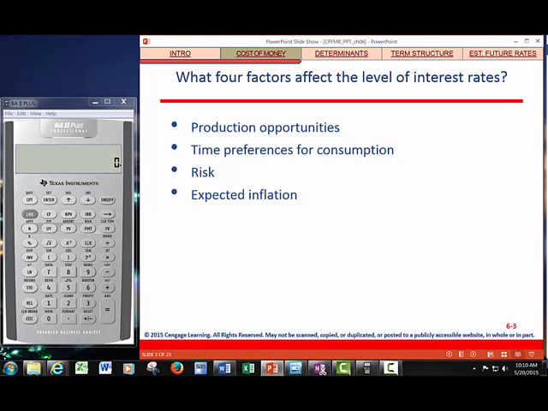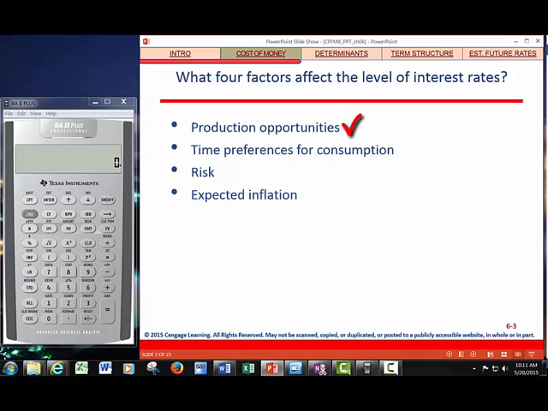So, this slide talks about the four most fundamental factors that affect the cost of money, or basically the general level of interest rates in the economy. So these four factors you can see in the bullet points.